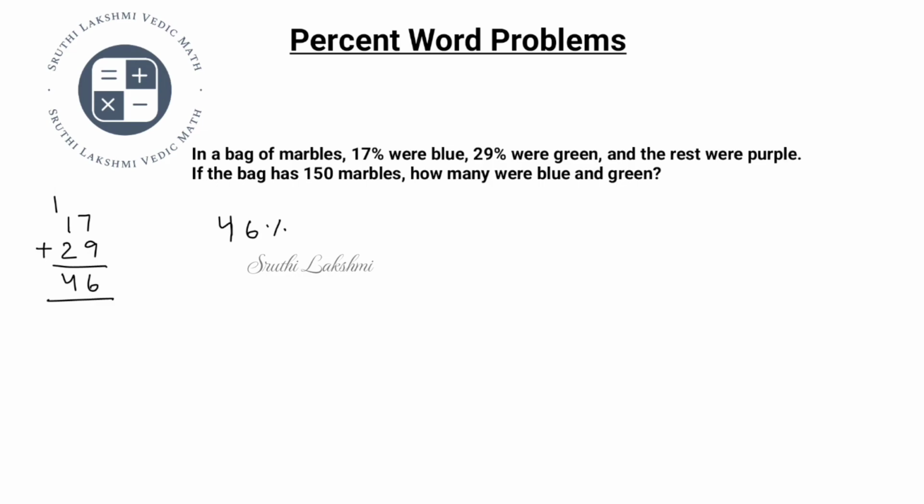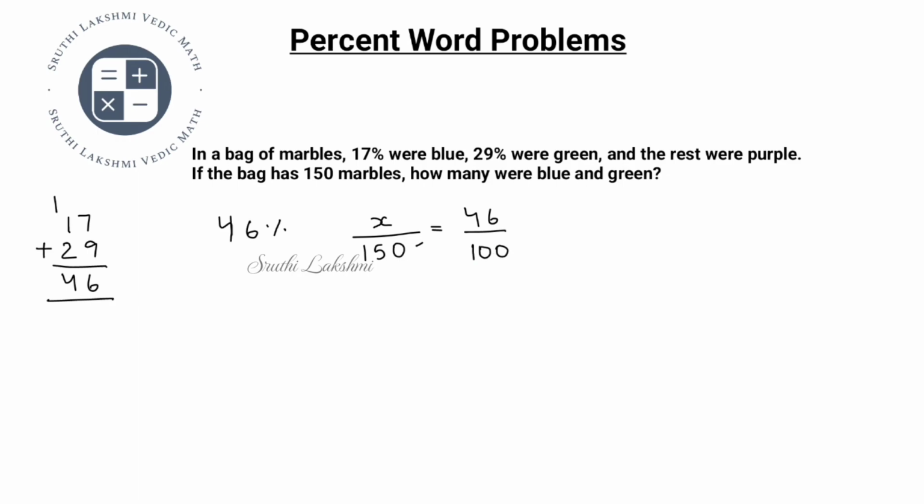So now we have to set up a proportion. So we know the total was 150. So let's write that down. And we don't know the part, which is blue and green. So x equals 46 by 100, which is the percent.